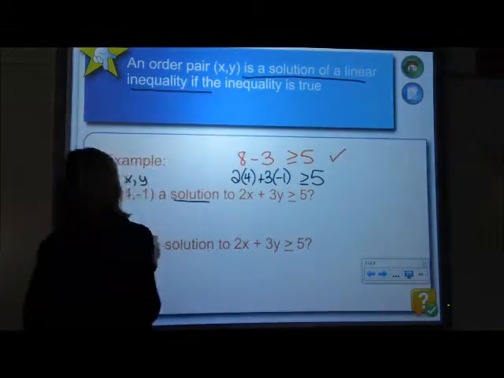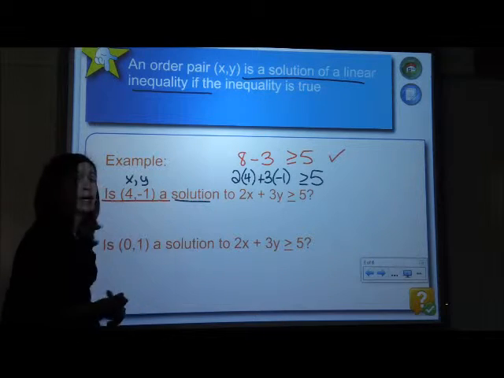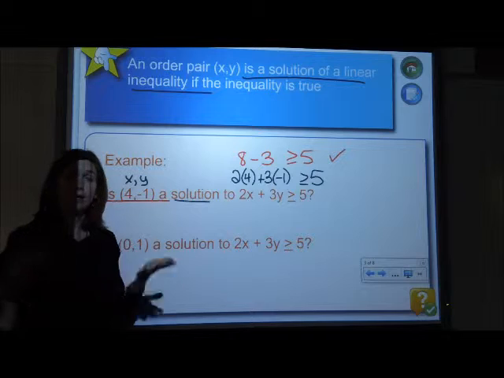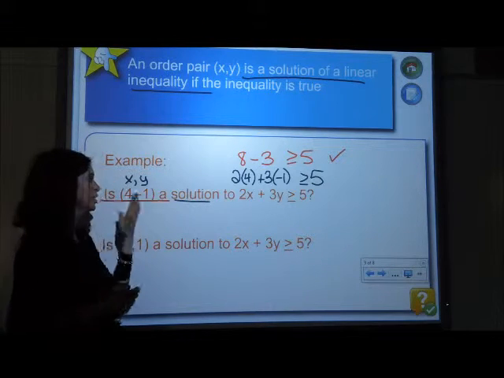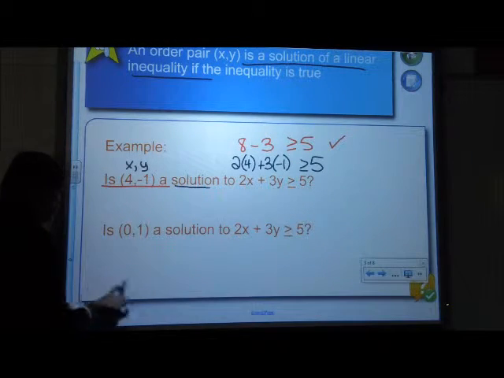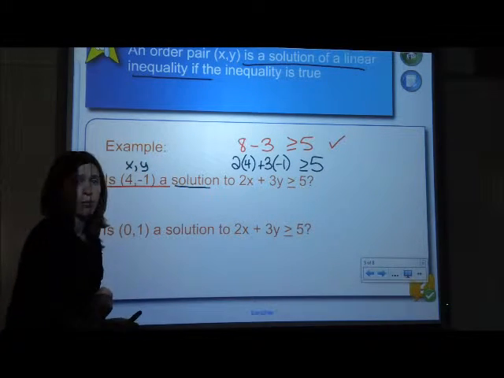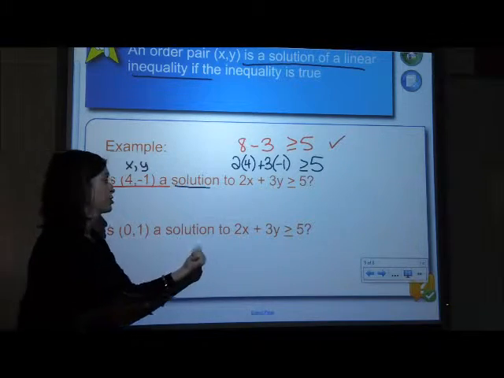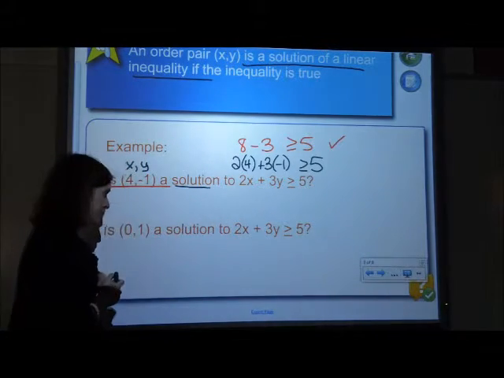So that is one of the solutions to an inequality. But an inequality can have many solutions. Different from an equation that would have just one solution, an inequality can have many. All right, now you try. So I gave you one to try. You can pause the movie at this point and then turn it back on to check and make sure you're right. Is 0, 1 a solution to this inequality?